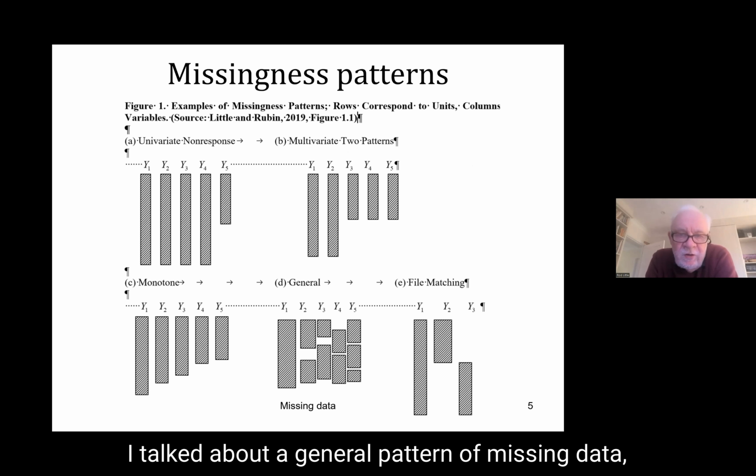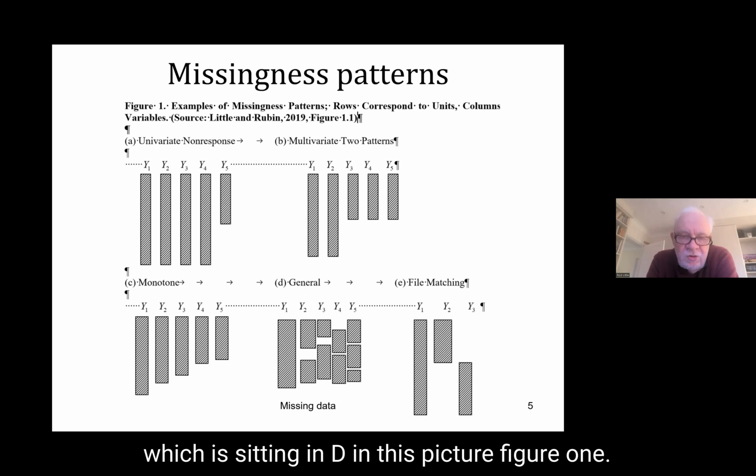I talked about a general pattern of missing data, which is sitting in D in this picture, figure 1. There are special patterns of missing data. In particular, the first one, A, is just missing data on a single variable, or in B, on a block of variables with the same pattern. That happens in, for example, unit non-response in surveys. A monotone pattern, where as you go across the data, you get more and more missing values. That arises, for example, with attrition in a longitudinal study.